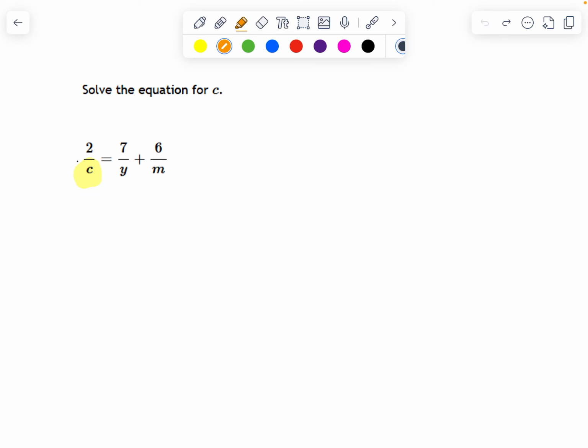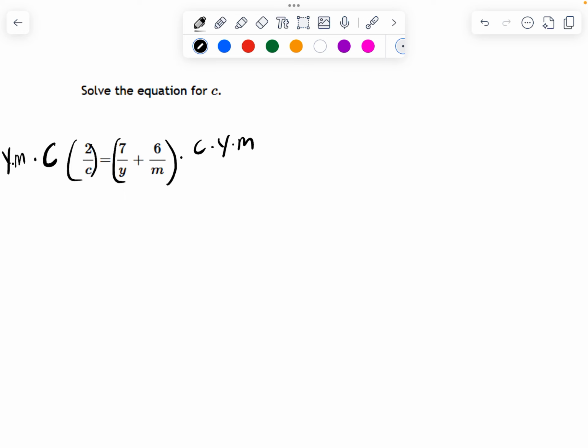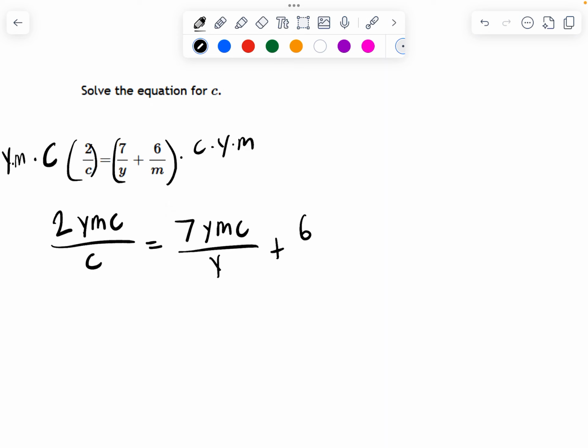But keep in mind that you don't get to pick and choose what you multiply by and where. If I multiply c on the left, I'm going to multiply c on the right. And if I need to multiply by a y and an m on the right, you're going to have to do that also on the left. All right? So let me write this out, and it's going to make a lot more sense why we're doing all of this at once. So we have 2, y, m, and c, all over c, equals 7, y, m, and c over y, plus 6 times y, m, and c over m.